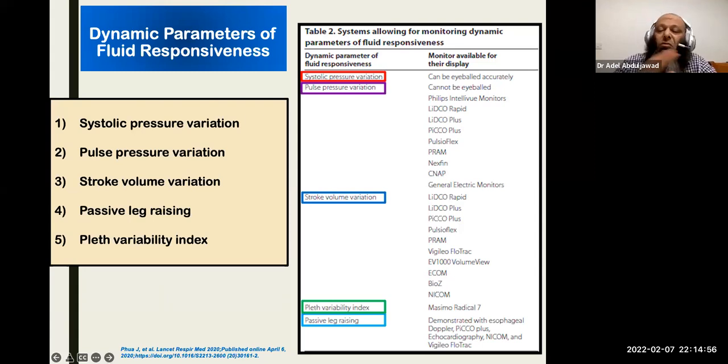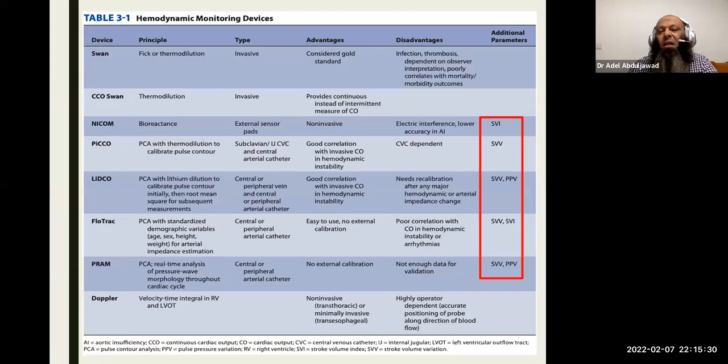So simply, if you have a line waveform, you have to have an idea how to assess the SPV, or systolic pressure variation, or pulse pressure variation. Pulse pressure variation, again, or stroke volume variation with a more advanced monitoring system like PiCCO, LiDCO, PRAM, or Vigileo. Again, it's a tool that will help you, but in the end you should know when to use it and what its own limitations are.